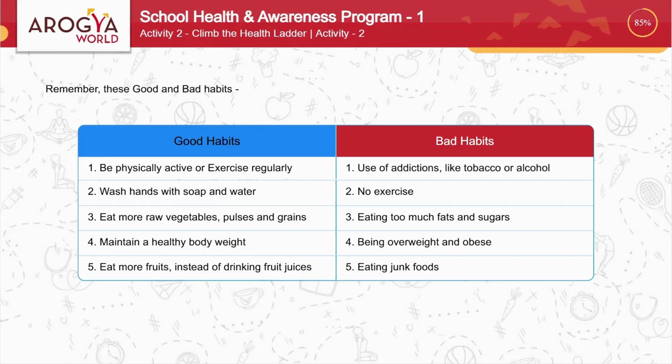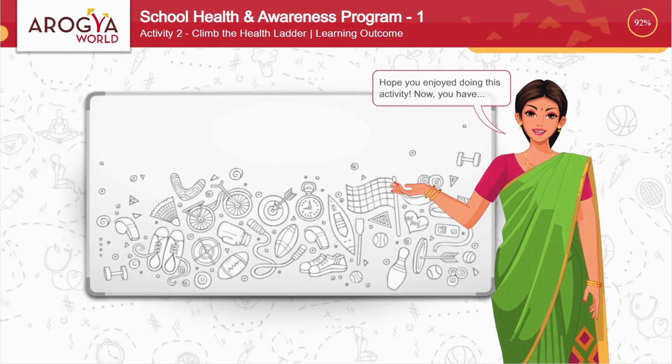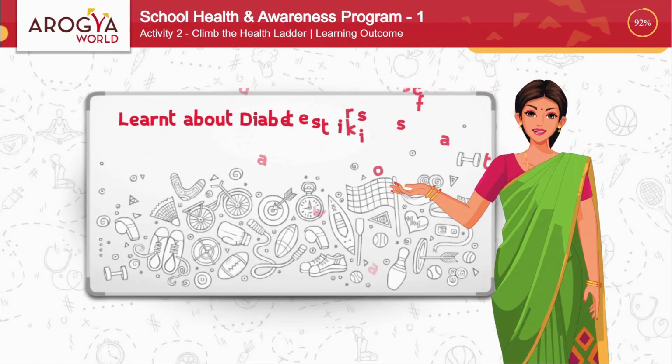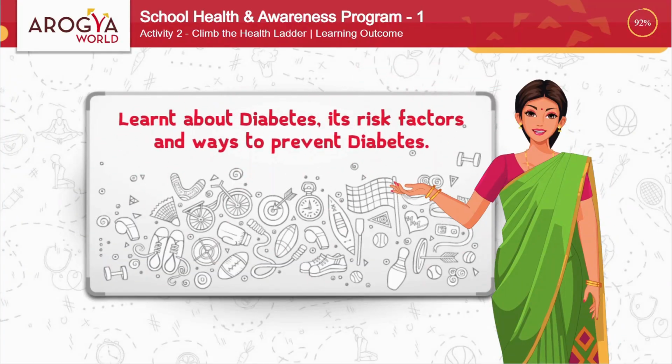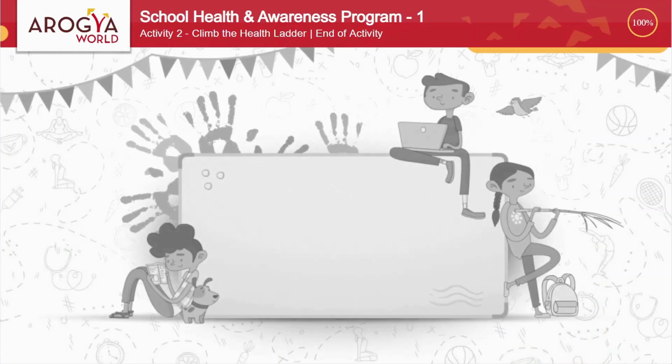Bad habits. Use of addictions like tobacco or alcohol, no exercise, too much fats and sugars, being overweight and obese, eating junk foods. Hope you enjoyed doing this activity. Now, you have learnt about diabetes, its risk factors, and ways to prevent diabetes. End of activity 2.